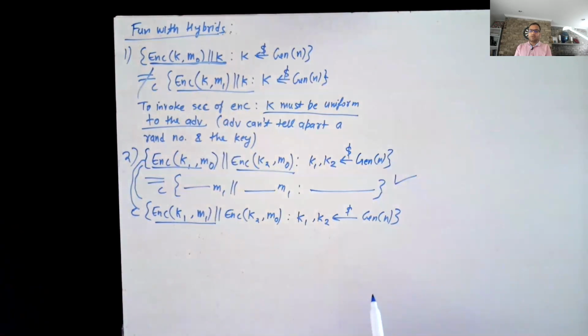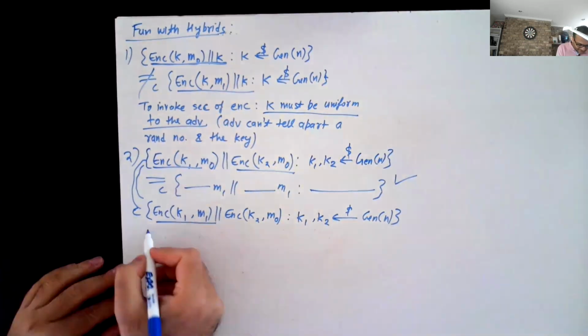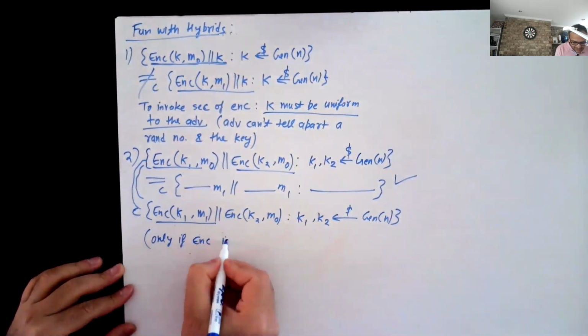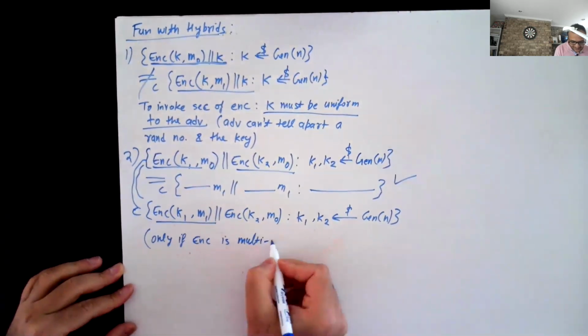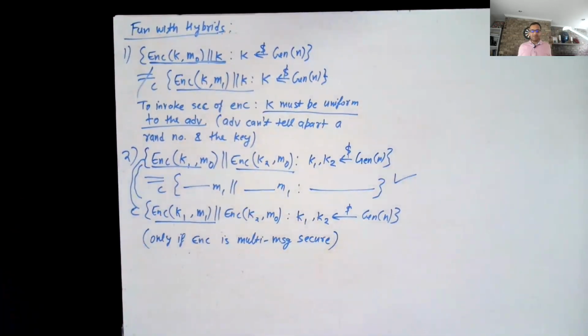Okay, so one way of viewing encryption is that as long as you guarantee the encryption scheme that the key is chosen in a nice, correct way, it will guarantee security for you as far as the message is concerned. Right? You can encrypt the same message multiple times. And oh, by the way, I forgot, sorry. Only if encryption is multi-message secure. Right? And in fact, multi-message secure.